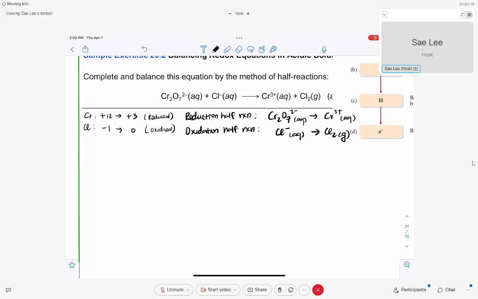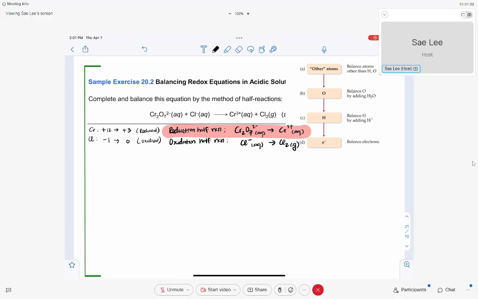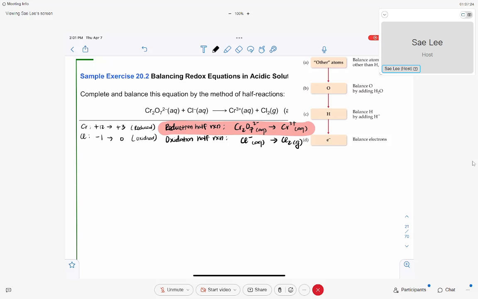Now let's balance the reduction half reaction first. The step after writing the half reactions is to balance any atom other than hydrogen and oxygen. So for this reduction half reaction, we need to balance the chromium first.